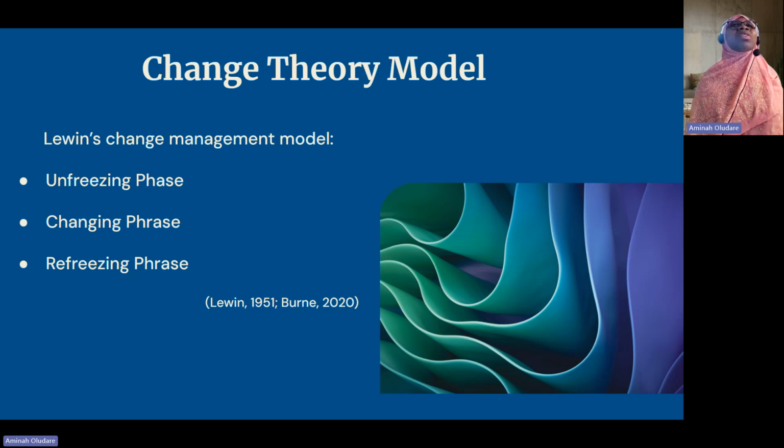This model consists of 3 phases: unfreezing, changing, and refreezing. The unfreezing phase involves recognizing the problem, communicating the need for change, and preparing staff for the transition. In this phase, the strategy focuses on stakeholder engagement and providing forums for staff to express concern, and also offering data to show the benefit of the change.